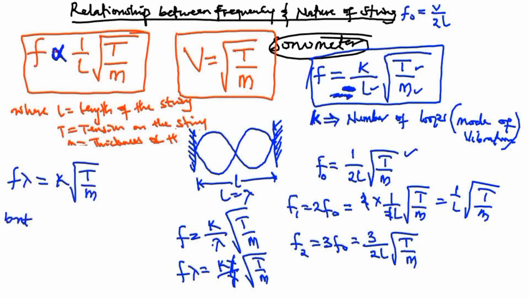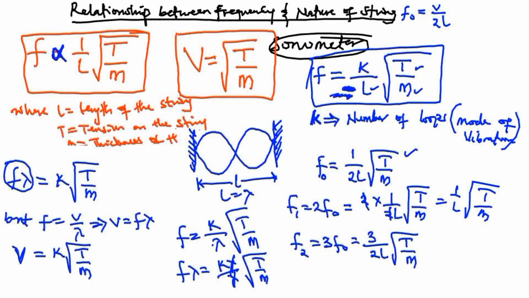But don't forget that f is equal to v over lambda, which implies that v is equal to f lambda. So that means the whole of this is also v. So if I put v there, v is equal to k, the square root of T over M. All right. Now, when k equals 1, this becomes 1, and I will have that v is equal to the square root of T over M.